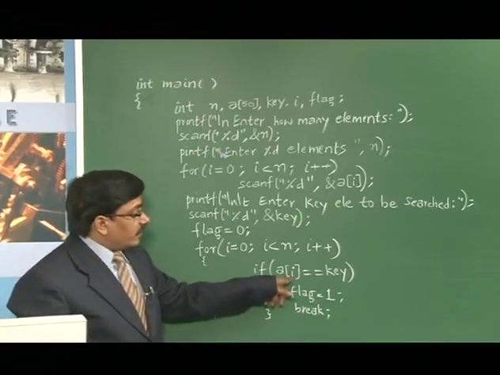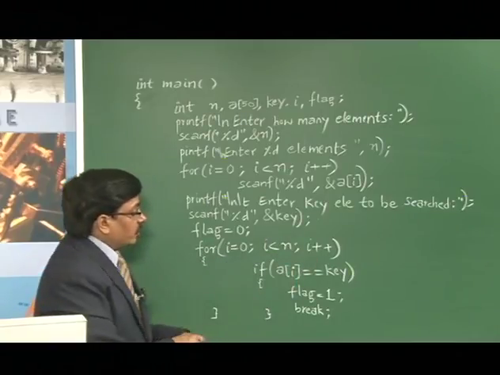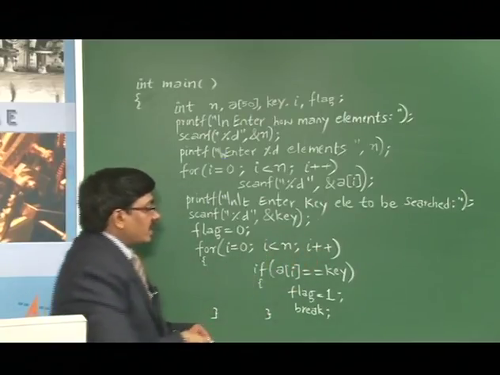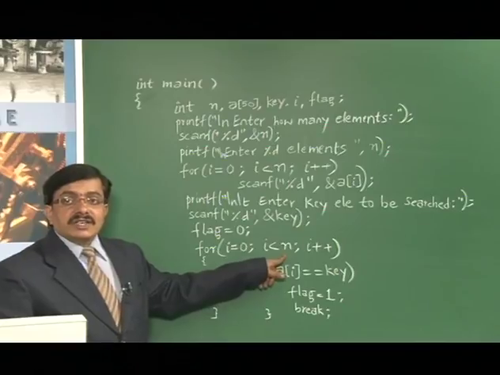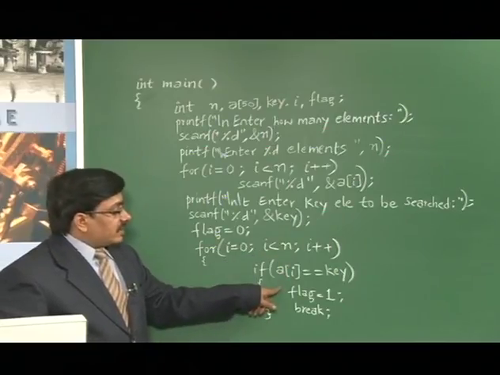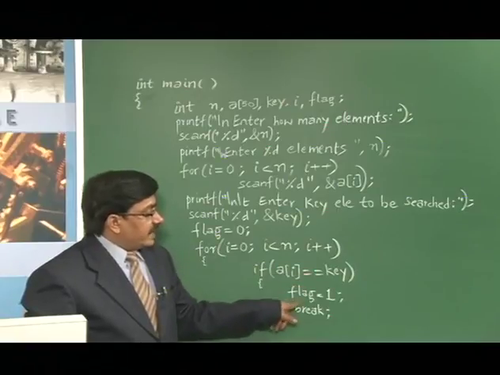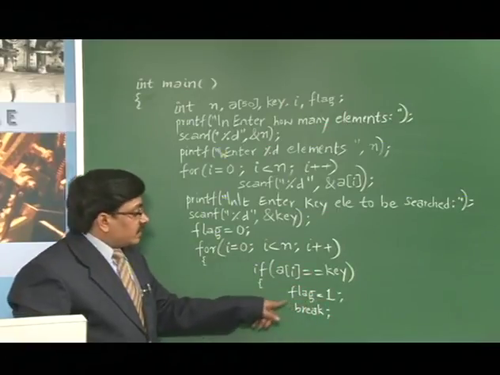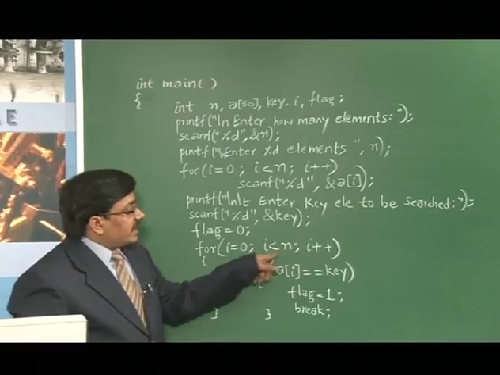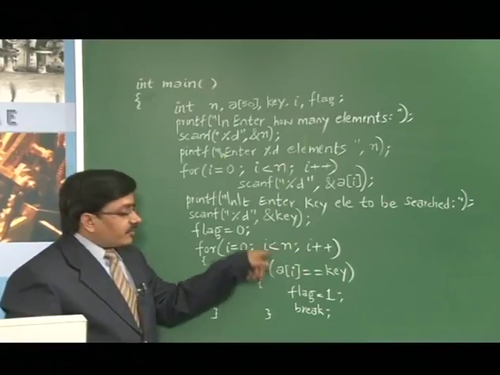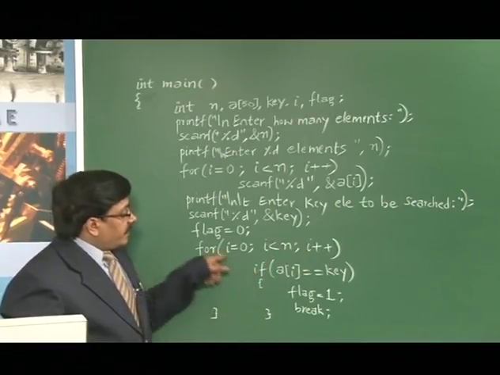If it is not equal to key, then I go for the next iteration of the loop and i plus plus, i becomes 1, and I check the condition 1 less than n. If it is true, again I will check the condition if a of 1 is equal to key, and if it is equal, then I set flag is equal to 1. Otherwise, again I will go for the next iteration and i is incremented. This process will continue and it will come out of the loop.